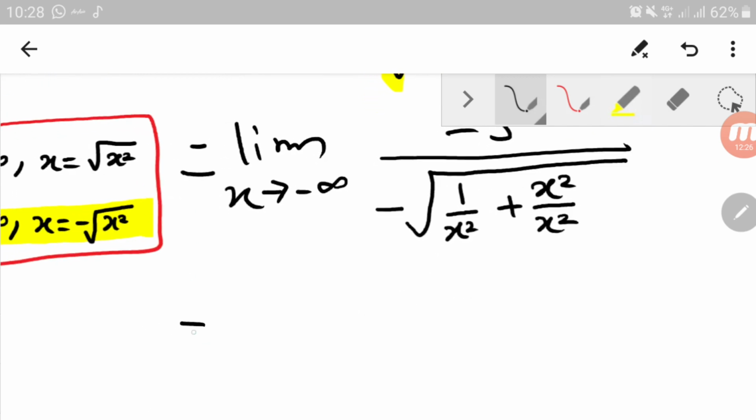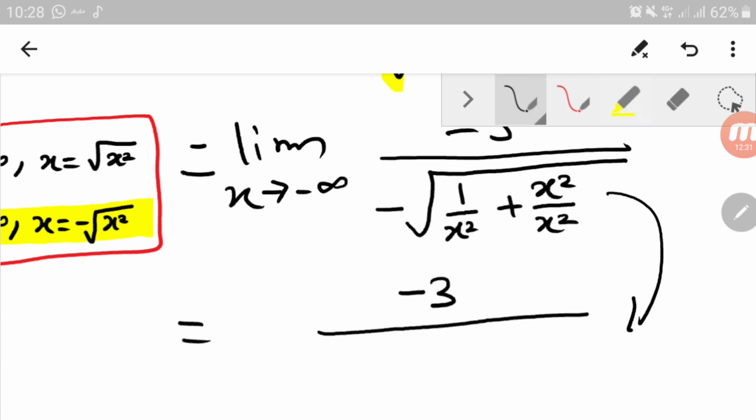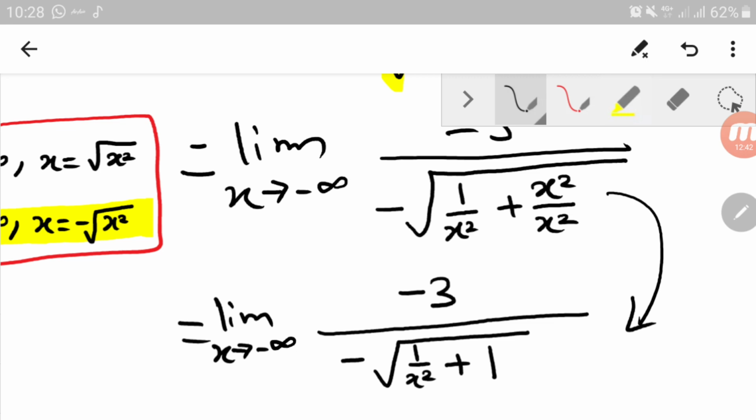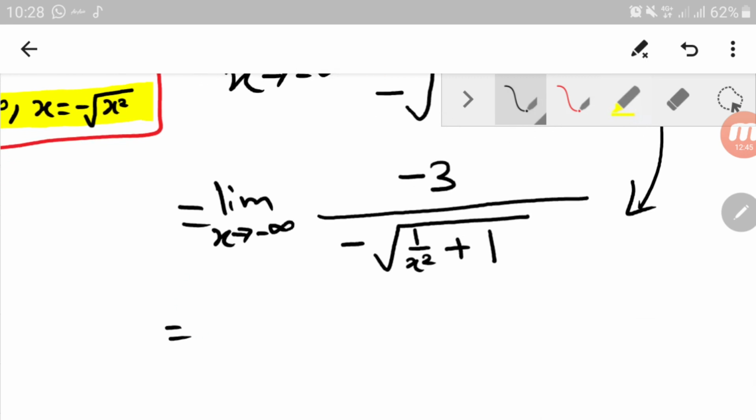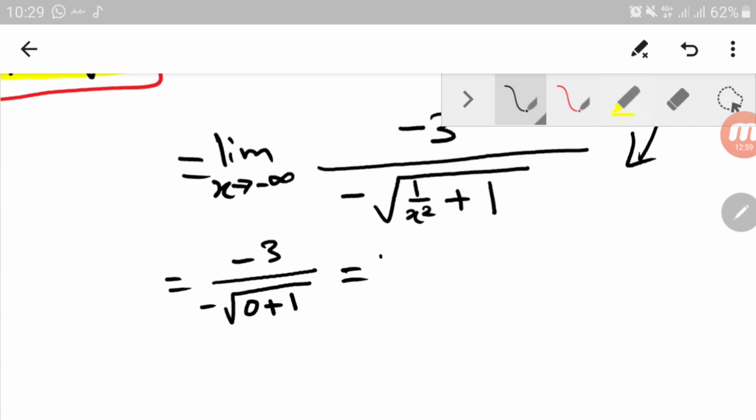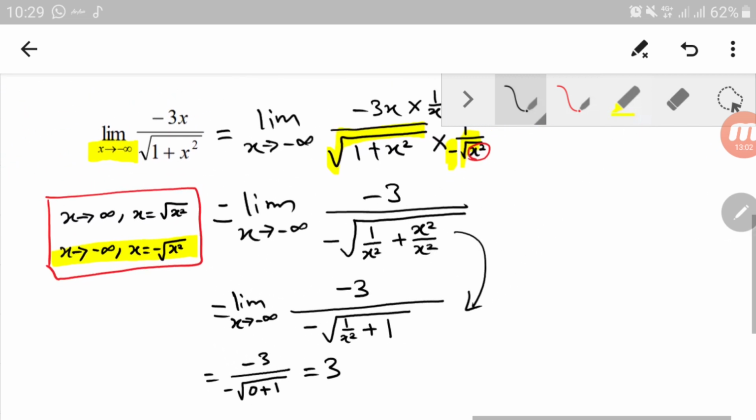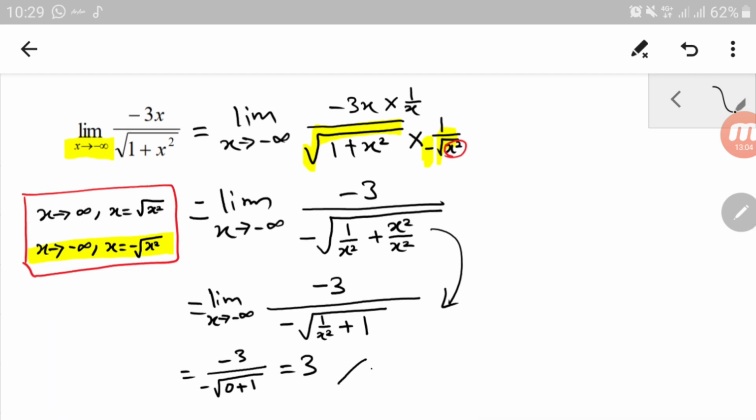So the numerator is minus 3. We simplify it further, and what we have is 1 over x squared plus 1. Don't forget the limit as x approaches minus infinity. So we can substitute the infinity inside. What we have is minus 3 over minus the square root of 0 plus 1. Then what we have is 3. So this is the solution for the last example.